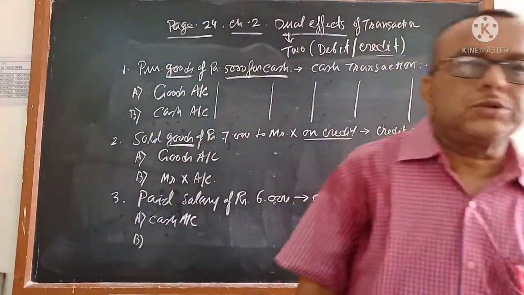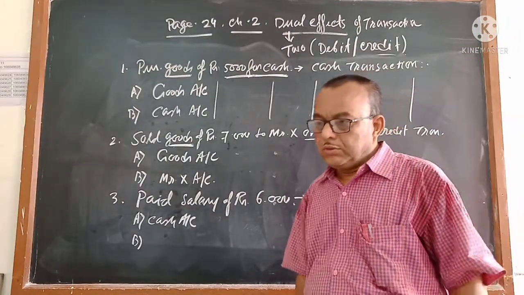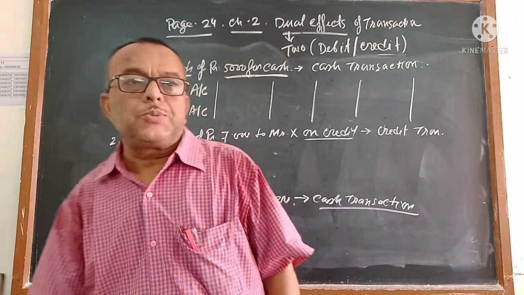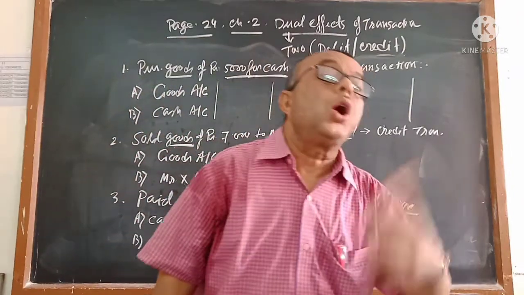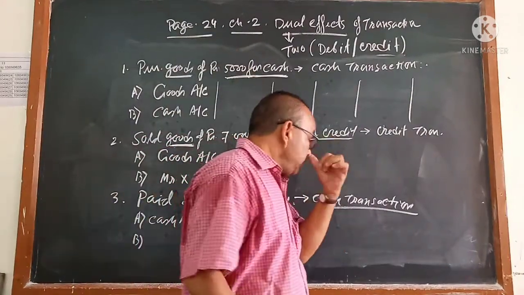Paid salary of rupees 6,000. Which two things are exchanged? One, cash has gone. You have given the cash. Cash has gone from your business. And what did you get? Did you get anything from him?